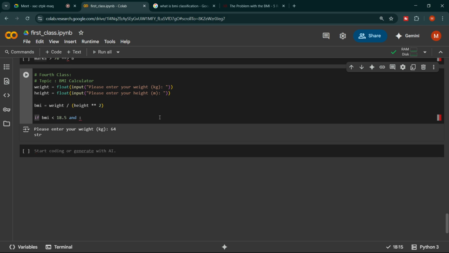Okay. So you might be having this question, can we write this condition like this? For example, let me write BMI is greater than 0 and BMI is less than 18.5. Yes, we can write this way as well. So it's up to you. If you want it more readable, you can also write this way. Correct. So this is a range.